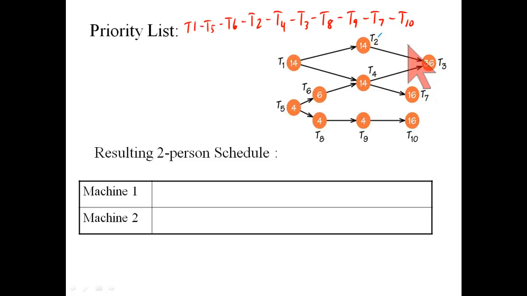Okay, let's go ahead and generate the resulting schedule then. And I'll go through this example a little faster because we've done several of these before. You might want to again pause the video and work out the schedule for this priority list and this digraph. What happens is now that machine 1 starts task 1, it's ready to be done with a 14-minute completion time.